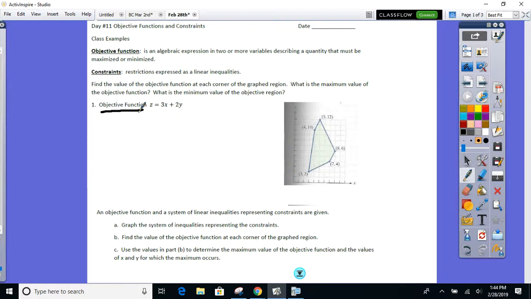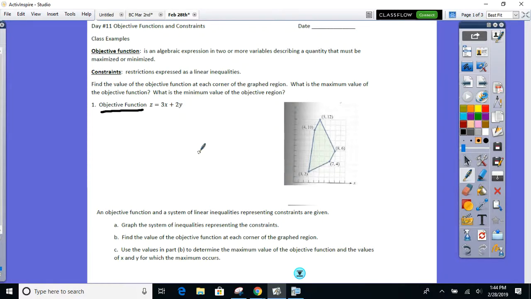As you can see, I've already graphed the first one. You can thank me later. I graphed those lines, I figured out where it was shaded, and see the figure that it made. Now we are interested in the points that surround the figure. Do you see it's got 1, 2, 3, 4, 5 different points? We are going to plug each of the points into the objective function I give you to see what the max and the min is.